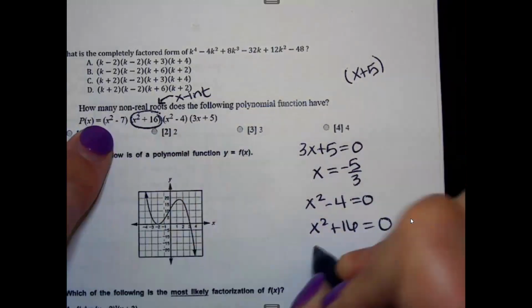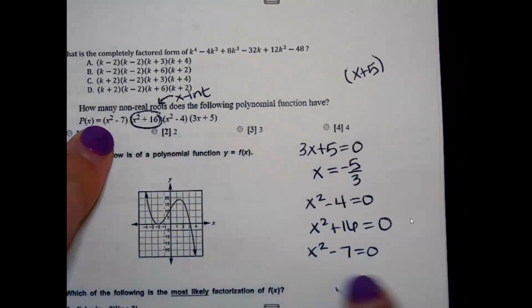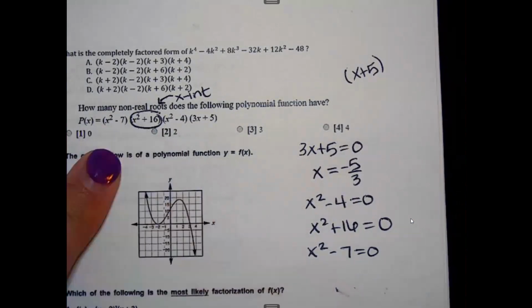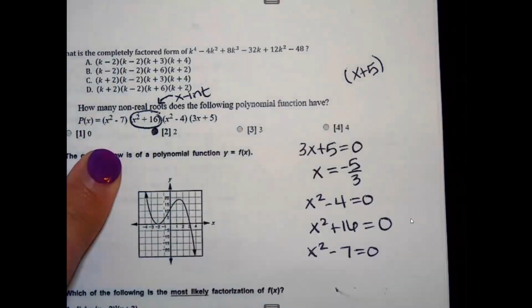Over here, we have x squared minus 7 equals 0. I add 7 to the other side, I square root it. It's not a nice answer, it's a decimal, but it's still real. So 2 non-real roots is what I have. And it's because of the x squared plus 16. Does that make sense?